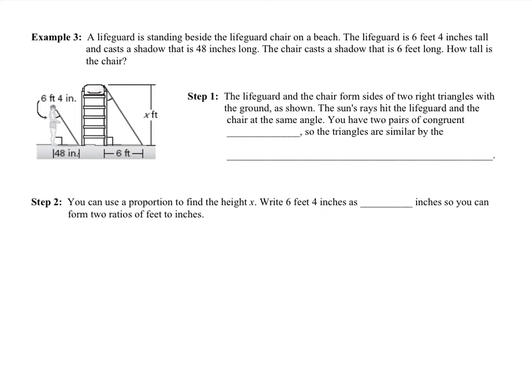Step 1. The lifeguard and the chair form sides of two right triangles, as illustrated in the picture to the left here, with the ground as shown. The sun's rays hit the lifeguard and the chair at the same angle. We're talking about this angle here. And you have two pairs of congruent angles. So the triangles are similar by the AA similarity postulate.